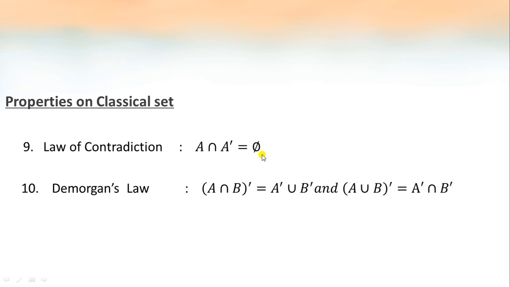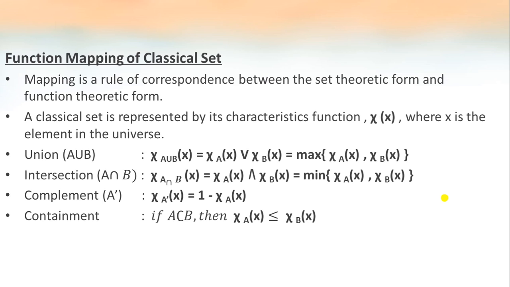De Morgan's law states that (A intersection B) complement equals A complement union B complement, and (A union B) complement equals A complement intersection B complement. These are the properties of classical sets. Now let us see function mapping of classical sets.